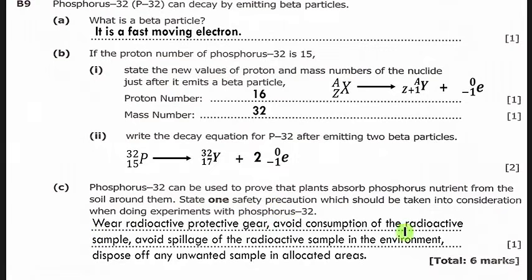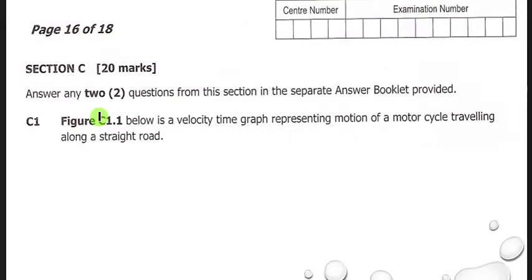2, avoid consumption of the radioactive sample. Don't consume it. Then 3, avoid spillage of radioactive sample in the environment, so don't spill it. Then 4, dispose of any unwanted sample in allocated areas. So these are 4 of them. Here they only needed 1, so the best one is wear radioactive protective gear. All right, let's go to question C. Now we are done with the B. Let's go to C.